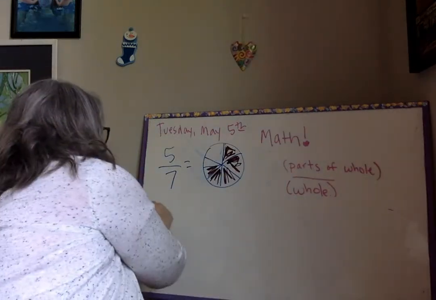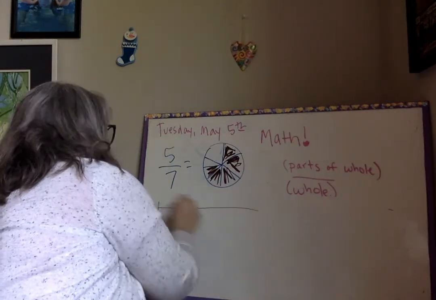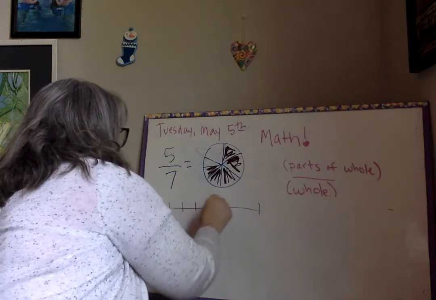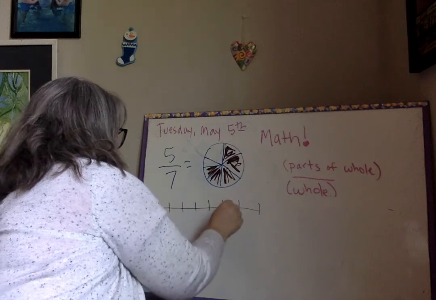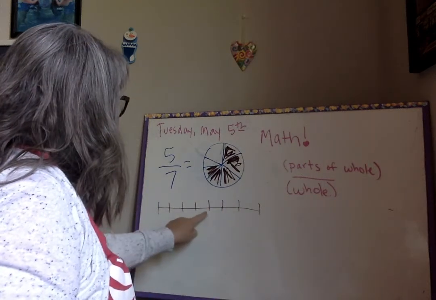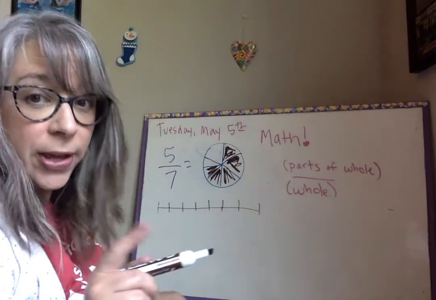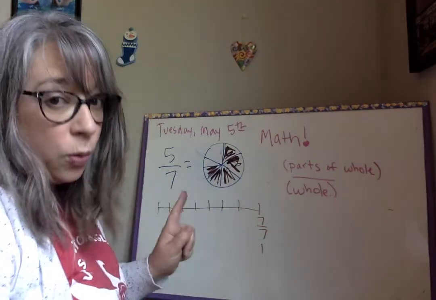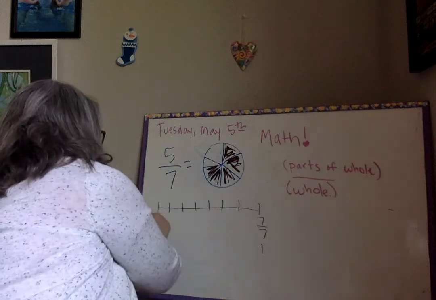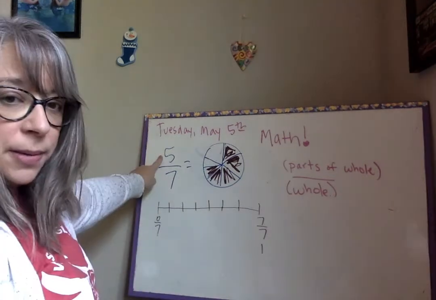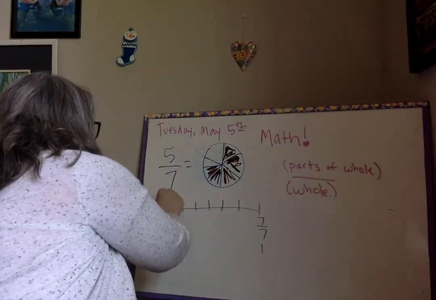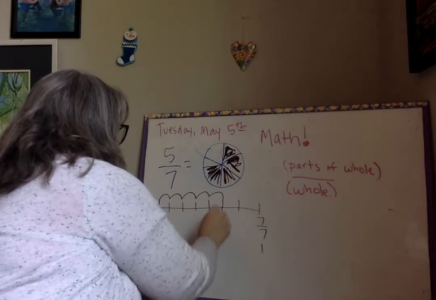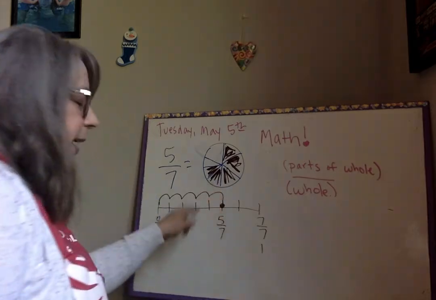Now, if we're going to do a number line, we're going to divide it into how many parts? 7. You're right. 1, 2, 3, 4, 5, 6, 7. Woo! 1, 2, 3, 4, 5, 6, 7. Look at that. So remember, 7 over 7 equals 1 whole. You're right. So how many hops are we going to make? 5. Here we go. 1, 2, 3, 4, 5. So 5 sevenths. This is where we're representing using a number line.